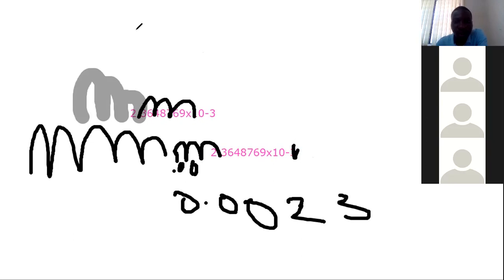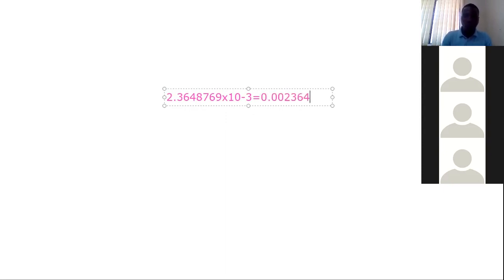Yes. Good. So let's say I have this 0.2.3 something raised to the power 3. The answer is going to be 0.002364 in that order. If I have this raised to the power 5, the answer is going to be 0.0000. The zeros are going to be 4. Then it's going to be 2364.